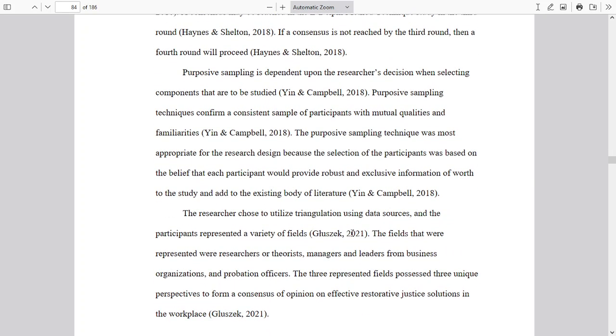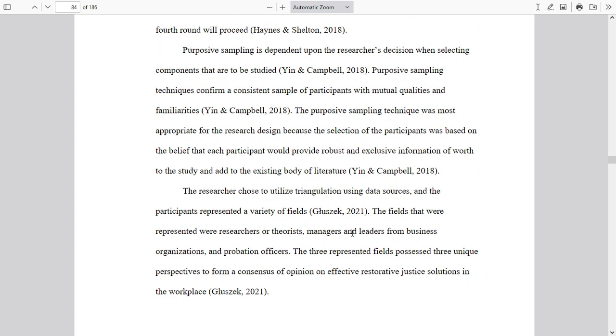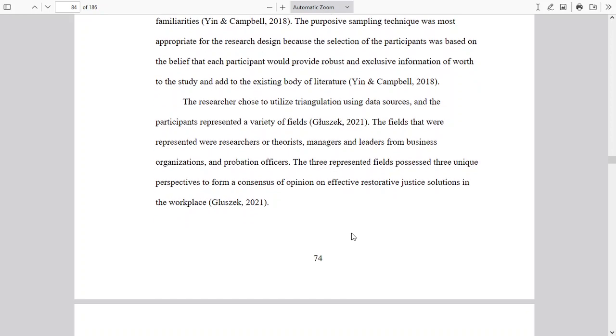The researcher chose to utilize triangulation using data sources, and the participants represented a variety of fields. The fields that were represented were researchers or theorists, managers and leaders from business organizations, and probation officers. The three fields pose three unique perspectives to form a consensus of opinion on effective restorative justice solutions in the workplace.